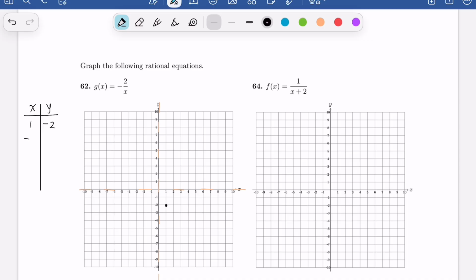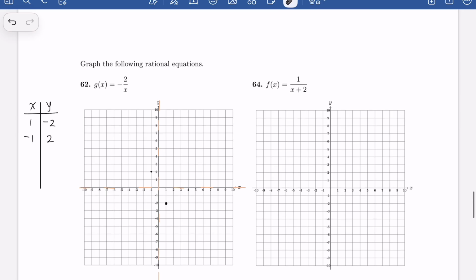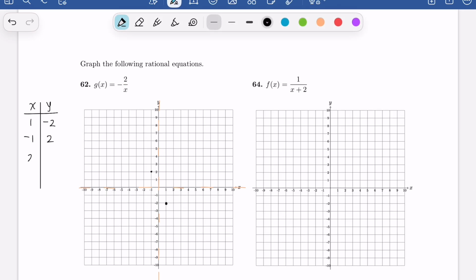Let's see what happens if we plug in a -1. If I were to plug -1 into this, I'm going to get -2 divided by -1, which gives me a +2. So -1 gives me a +2. All right, let's keep going with some nice values. I'm going to plug in a +2 here. My output would be -1. So +2 gives me a -1. And then on the other hand, if I were to plug in a -2, I would get a +1. So -2 gives me a +1. So those are two nice points on this graph here.